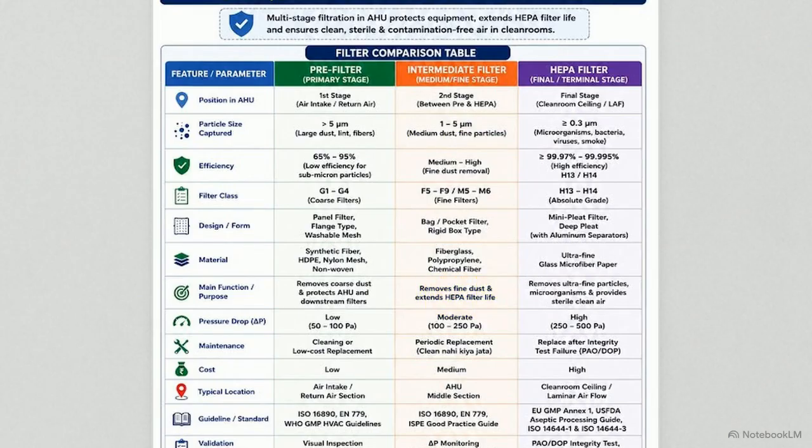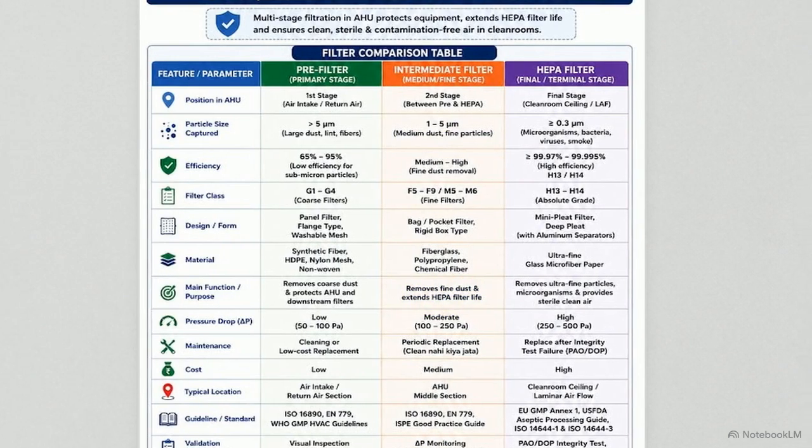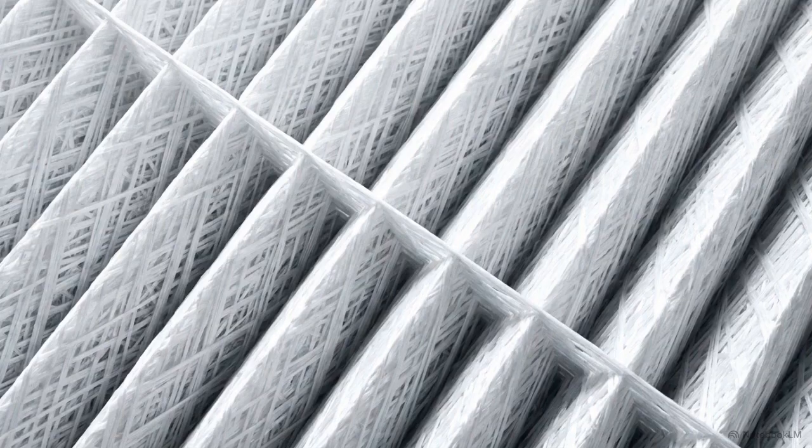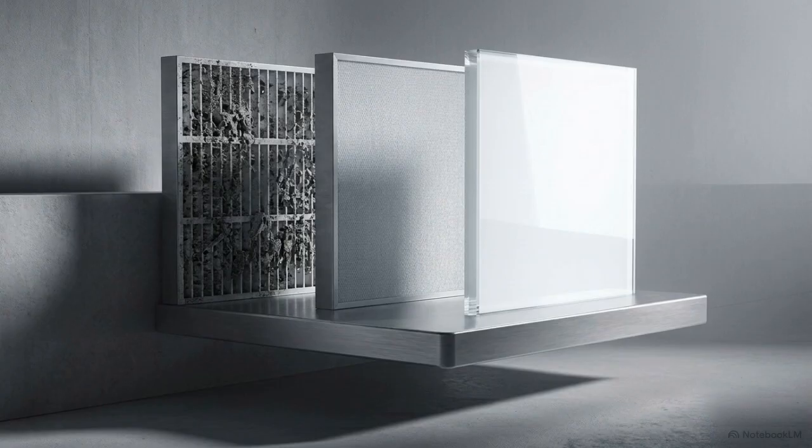The final line of defense is the HEPA filter stage. The critical metric here is removing at least 99.97% of all particles, measuring exactly 0.3 microns. For ultra-critical aseptic zones, facilities upgrade to ULPA filters, pushing that capture efficiency to 99.999%. The entire hierarchy operates as a sacrificial system.